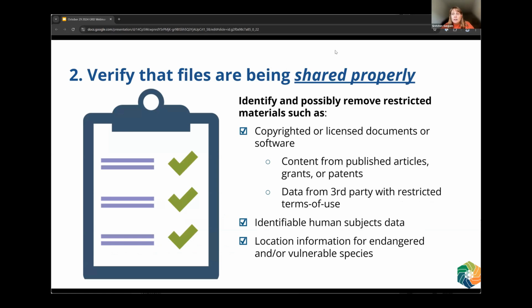So some common things you might want to think about and find out whether they need to be restricted are content from published articles, grants, patents, and data from third parties that might have restricted terms of use. All content, however, whether it's restricted in some way or openly available, should be properly licensed. So the creator needs to select a license that's applicable, and they're encouraged to choose the most expansive license possible.